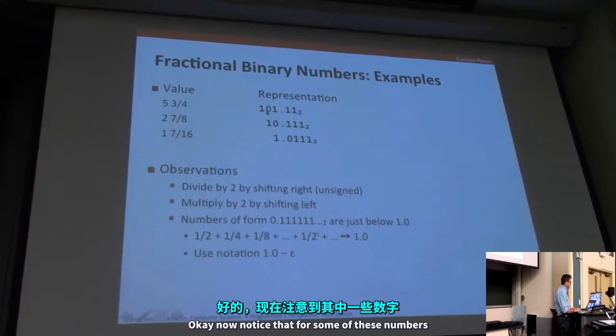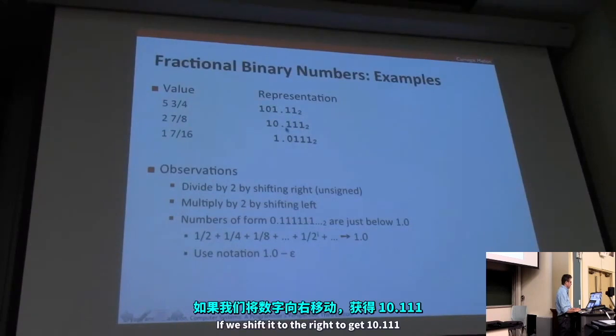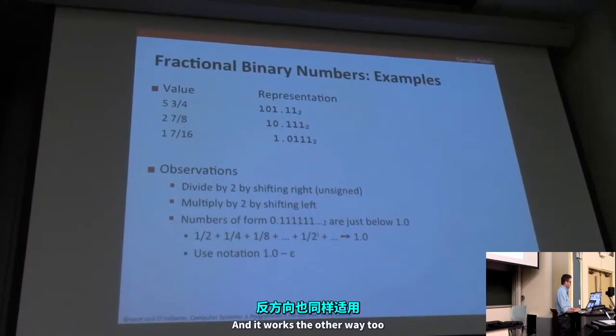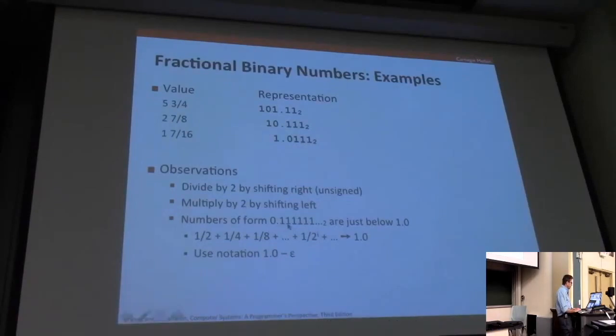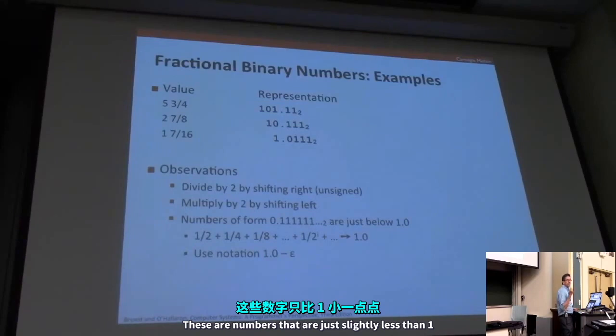Now notice for some of these numbers, this bit pattern 101.11, if we shift it to the right to get 10.111, we've divided by 2. So we've taken 5 3/4 and divided it by 2. And it works the other way too. If you shift to the left by 1, you multiply by 2. And these numbers that are all 1s to the right of the binary point are numbers that are just slightly less than 1.